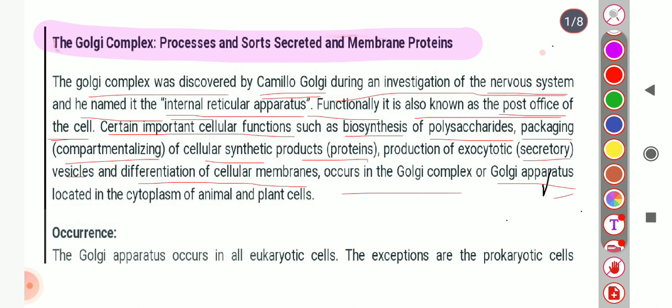Means Golgi complex functionally known as post office of the cell and its important functions are biosynthesis of polysaccharide, packaging, synthesis of proteins, production of exocytotic secretory vesicles and differentiation of cellular membrane. Location: Golgi complex is located in cytoplasm of animal and plant cell.